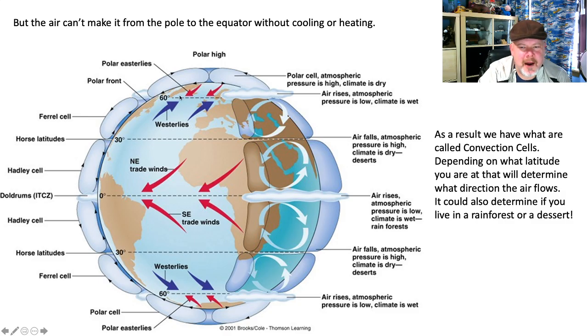Here we have another area of low. This is called the polar front, and just north of that polar front, you would have that cool air from the poles moving, and once again being pulled off to the right in the northern hemisphere. That's called the polar easterlies.